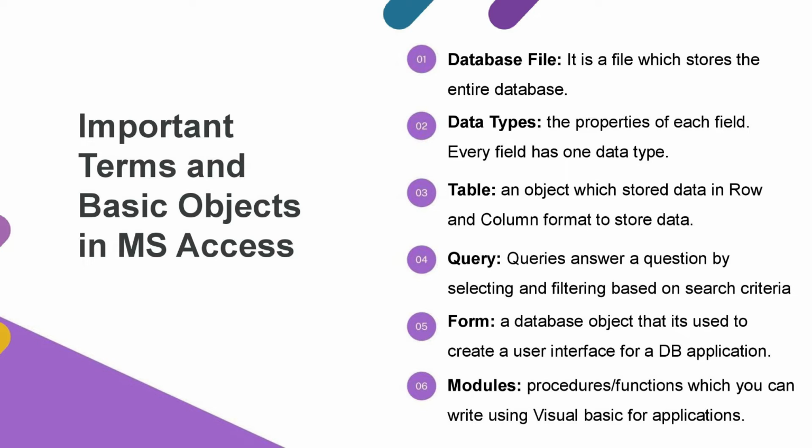Query is the next one. Queries answer a question by selecting, sorting, and filtering data based on search criteria. A form is a database object that you can use to create a graphical user interface for a database application. The last one is modules. Modules are the procedures or functions which you can write using Visual Basic for Applications.